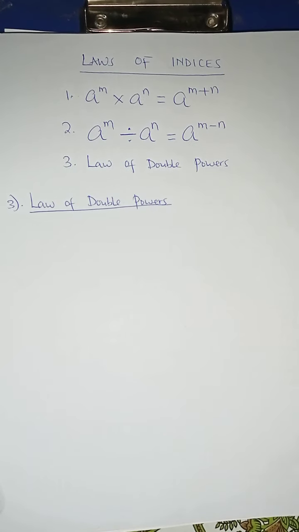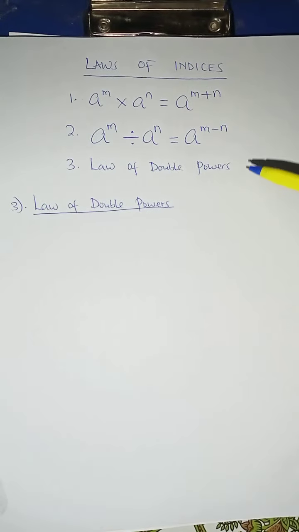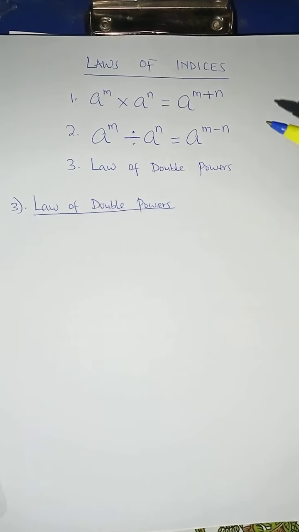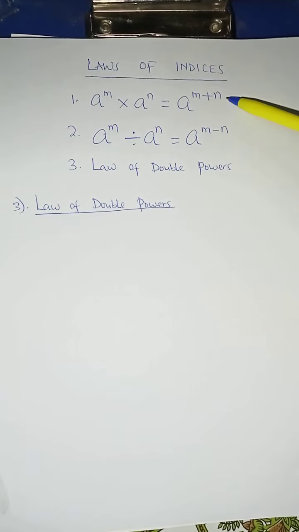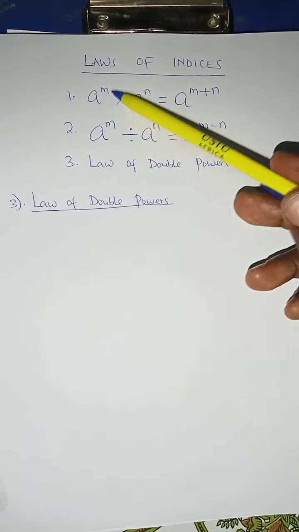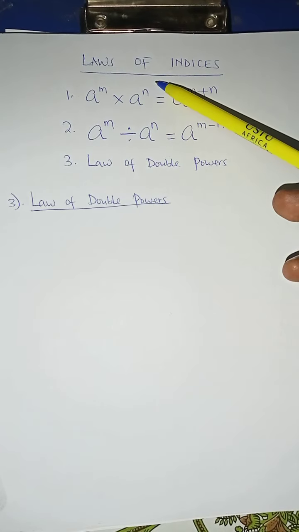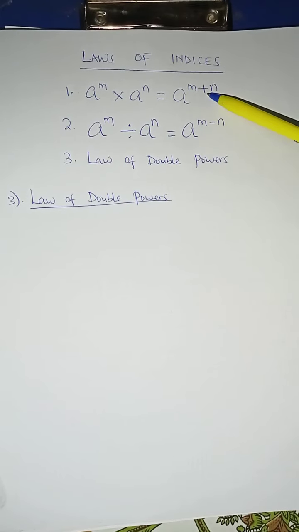We are looking at the three laws of indices. In this lesson today, we shall look at number 3. Previously, we had looked at the first two laws. Law number 1 states that a number a raised to power m multiplied by a raised to power n is, we maintain the base and add the powers.